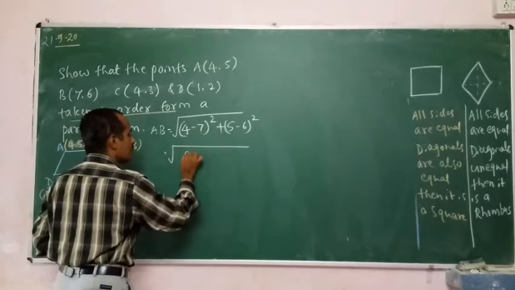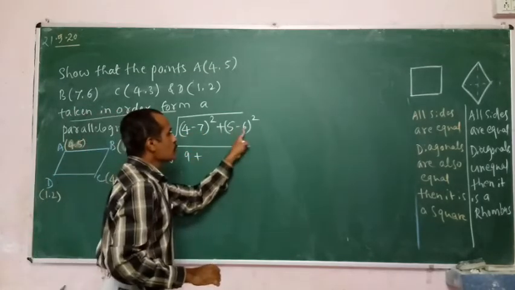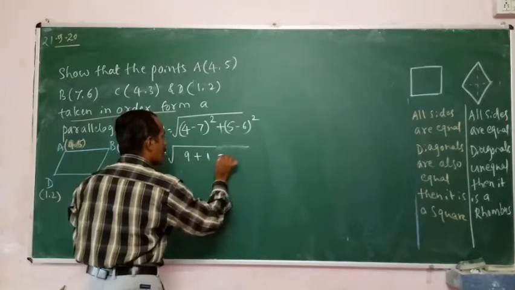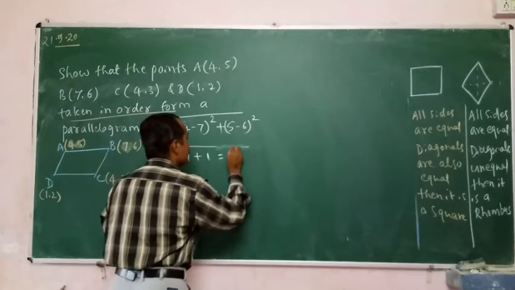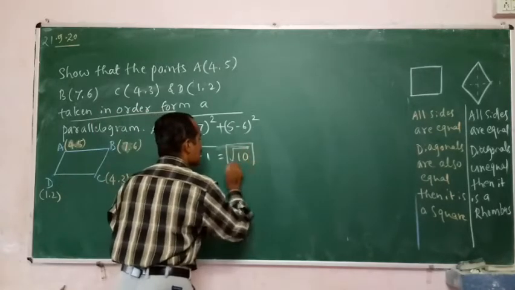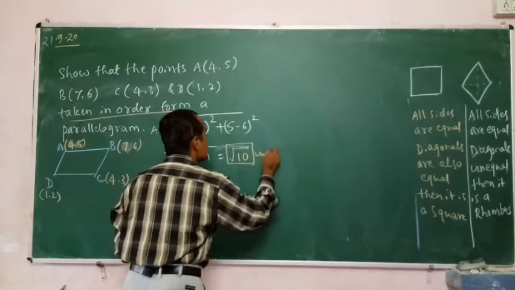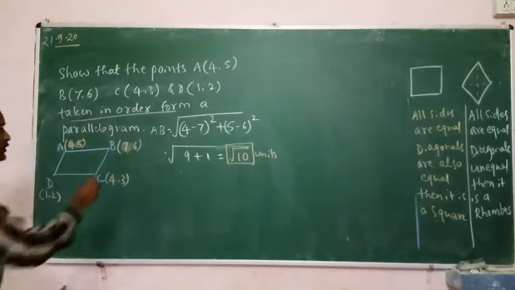Minus 3 square is 9. Minus 1 square is 1. Answer is square root of 10. We got the first answer as square root of 10 units. Okay? We got the length of AB.